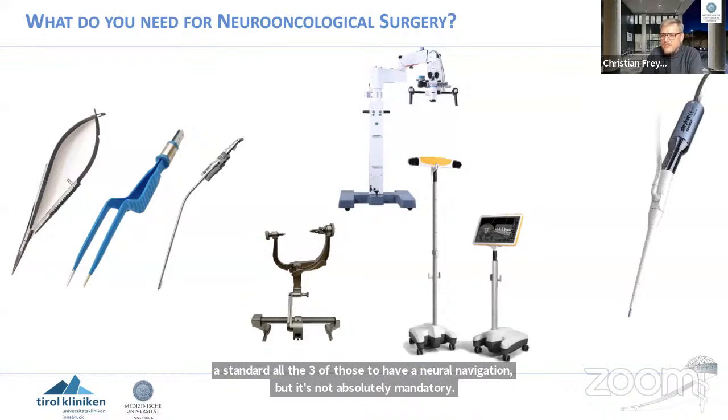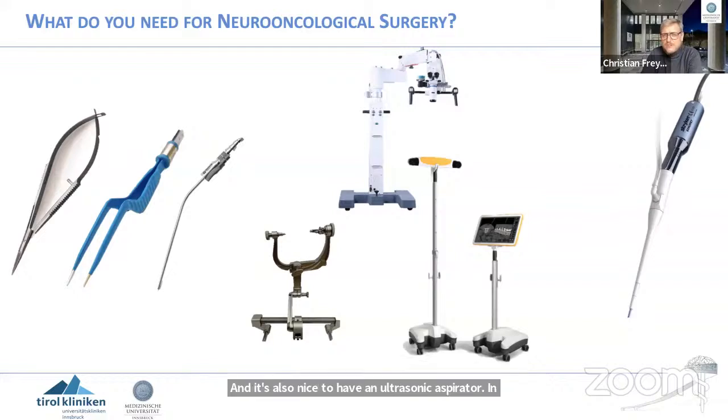And it's also nice to have an ultrasonic aspirator in larger gliomas, and also by the use of 5-ALA, you will have a nicer way of resecting tumor if you just take the ultrasonic aspirator.